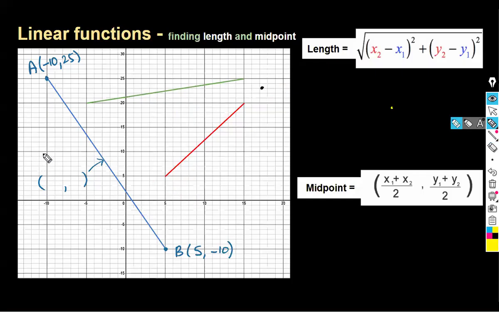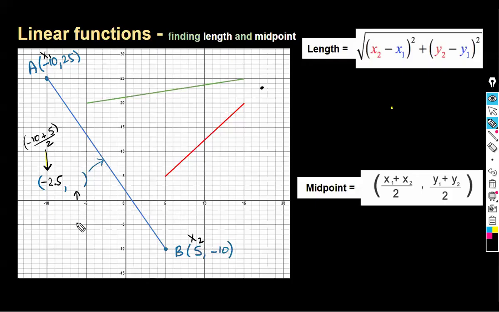Right. So to calculate this one, this is X1, this is X2. Minus 10 plus 5, and we divide it by 2. Minus 10 plus 5 is minus 5. Minus 5 divided by 2 is minus 2.5.